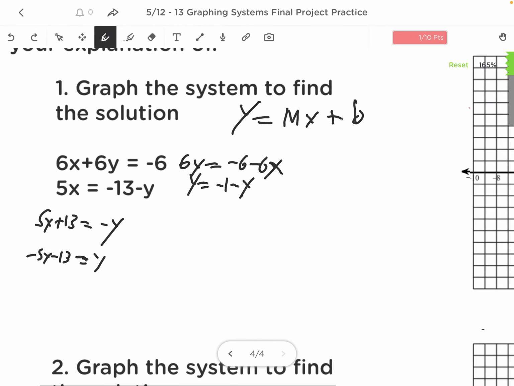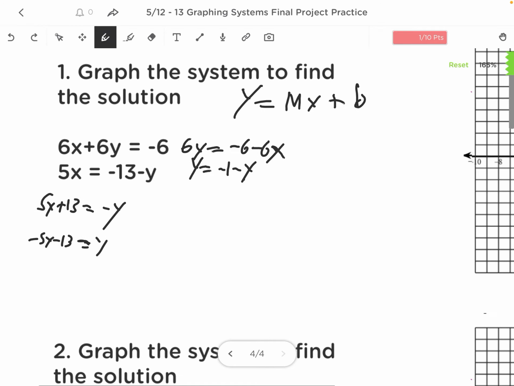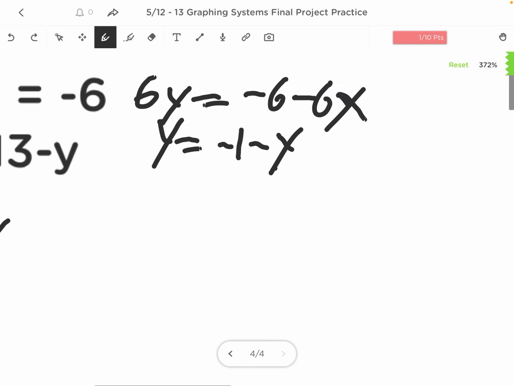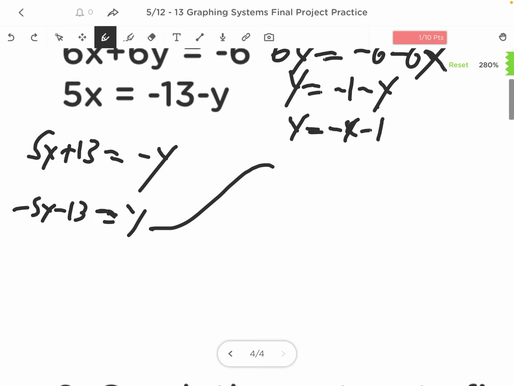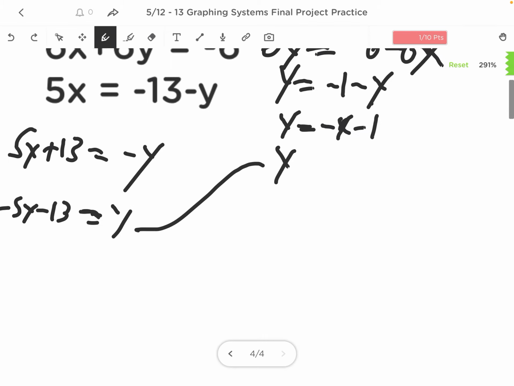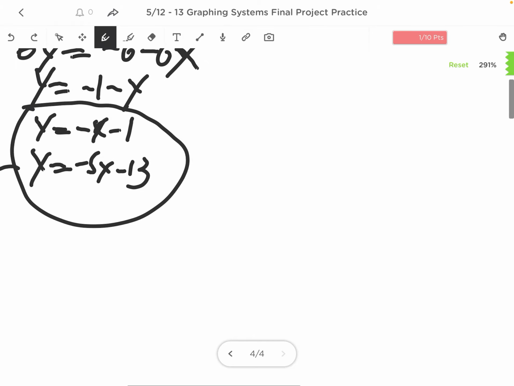Now what I do is graph that. So, the first equation, convert this to y-intercept form. The second equation, we also convert to y-intercept form, right?